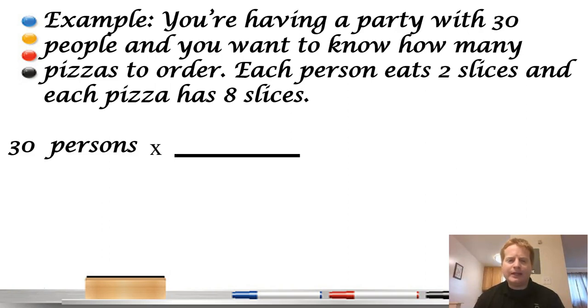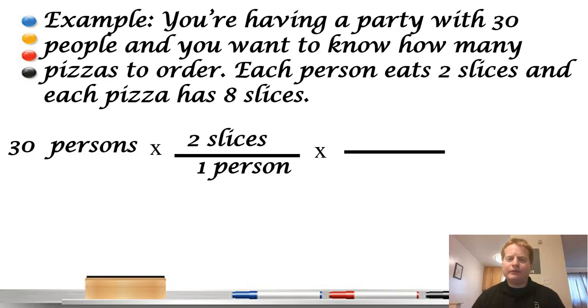So let's see. We had that a pizza was 8 slices. That's not going to help us for this second part. And we know that a person would eat 2 slices. So that's kind of like saying one person equals 2 slices. So then I can use that relationship. Okay, so what am I going to put on bottom? On bottom, I'm going to put the one person. And on top, I'm going to put the 2 slices.